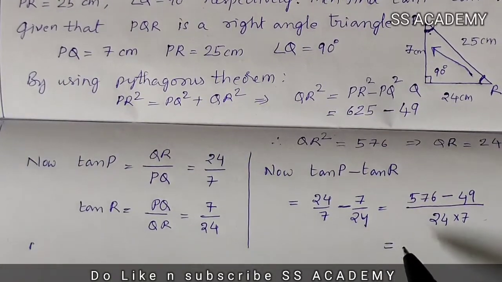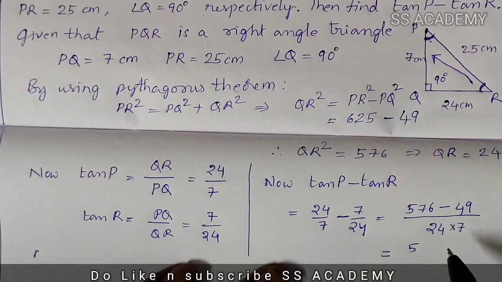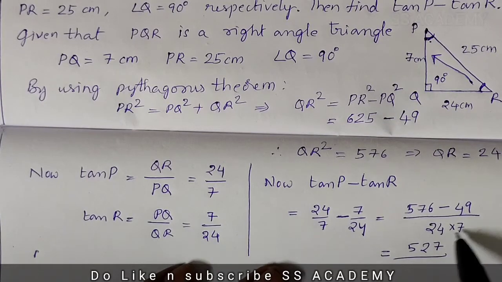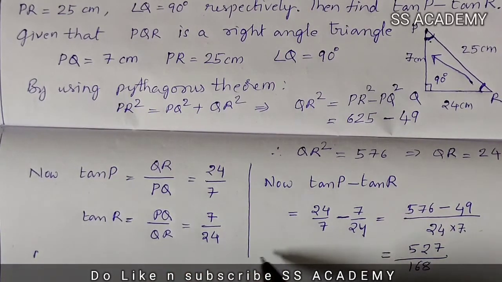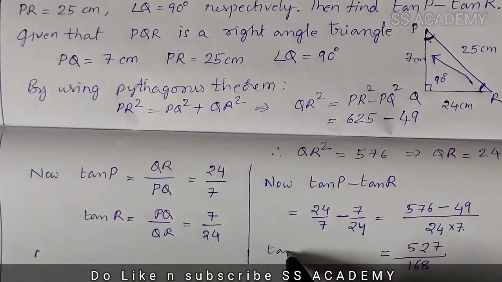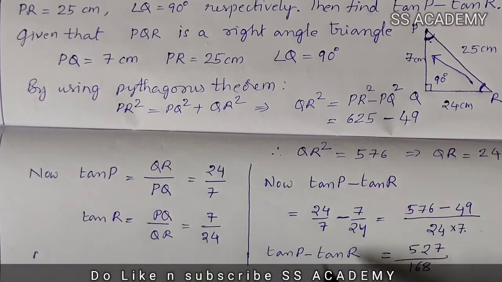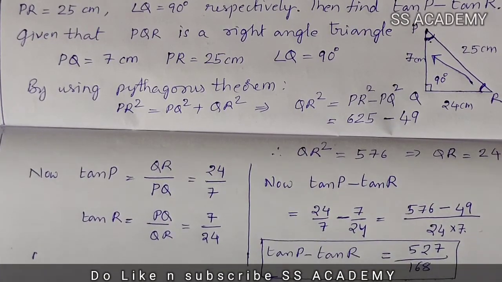That implies 527 by, 7 4s are 28, 7 14s, 527 by 168 is the answer. So tan P minus tan R equals 527 by 168. That's it.